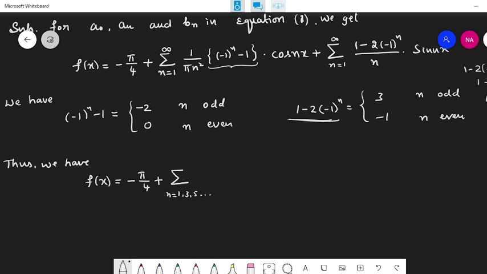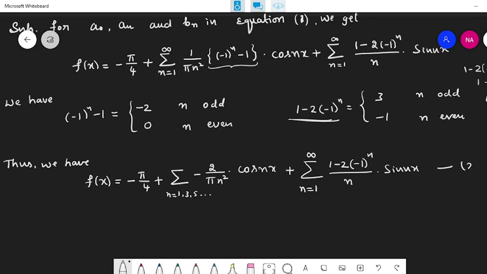See, when n is odd, minus 1 power n minus 1 will be minus 2. So it is minus 2 divided by pi n square times cos nx plus, see here, if you consider n even and n odd, then you have to write two summations. One is for n odd and another one is for n even. So to make the expression simpler, I will just retain that term as it is. Summation n ranging from 1 to infinity of (1 minus 2 into minus 1 power n) divided by n into sin nx. Call this as equation 2.